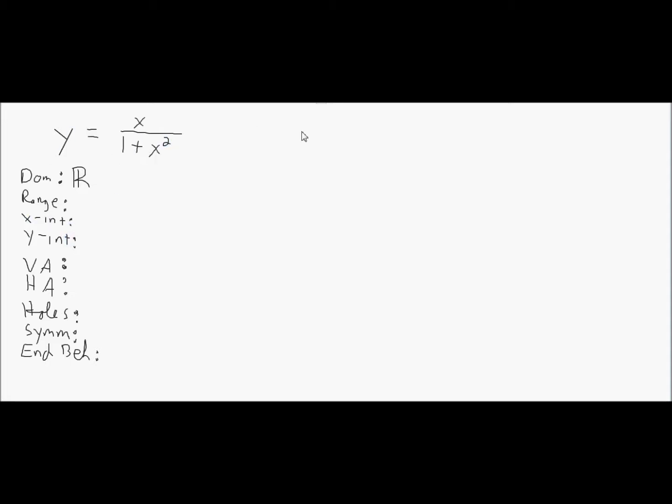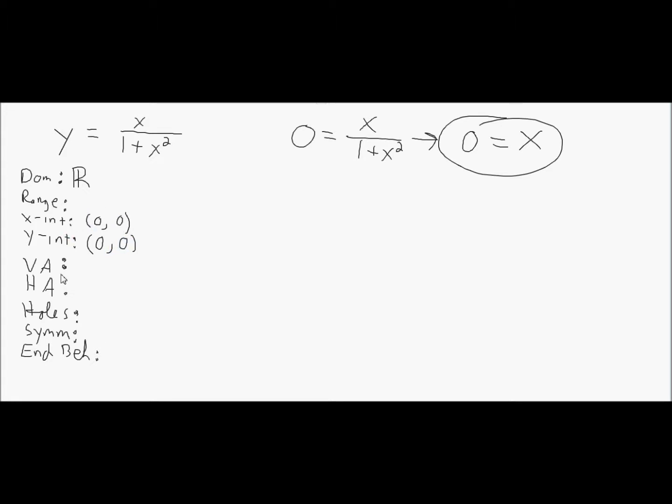X-intercepts happen when y is 0. So you set this thing equal to 0 and you solve for x. Now the only place a fraction can be 0 is if the top is 0. So this equation breaks down into this, and x equals 0 is our x-intercept. So that's (0, 0). Y-intercepts happen when x is 0, so you plug in 0 and you get 0 again. So if a function goes through the origin, that's the y-intercept. Vertical asymptotes, well, if your domain is all real numbers, there can't be any vertical asymptotes. But we'll do some examples with vertical asymptotes. You find those by finding where the denominator is 0 while the numerator is not 0. That's not happening in here.